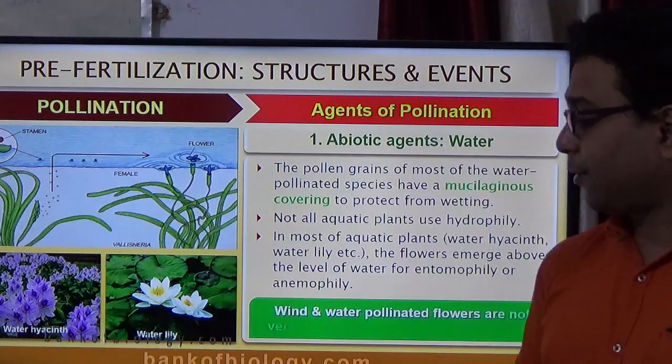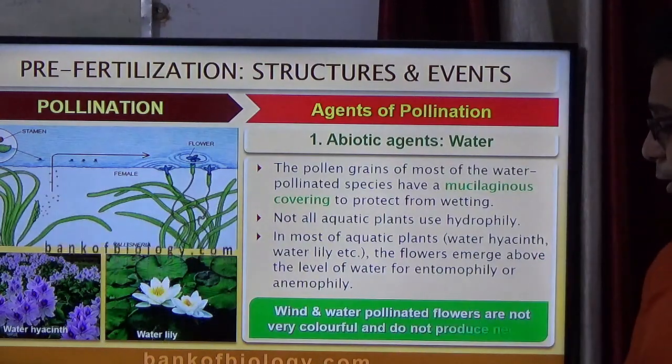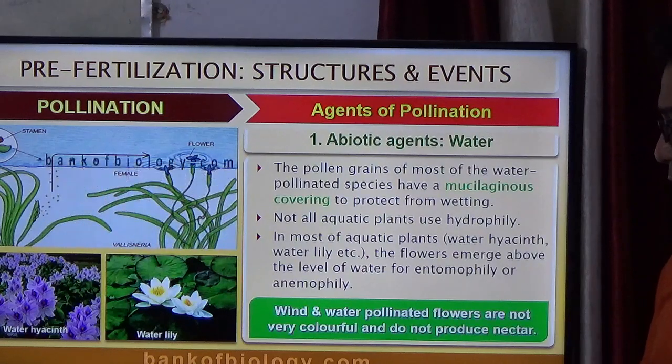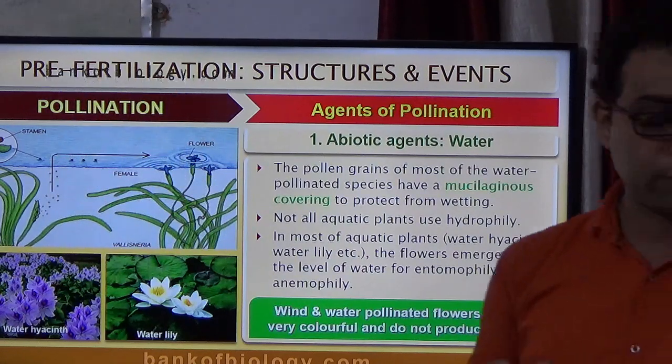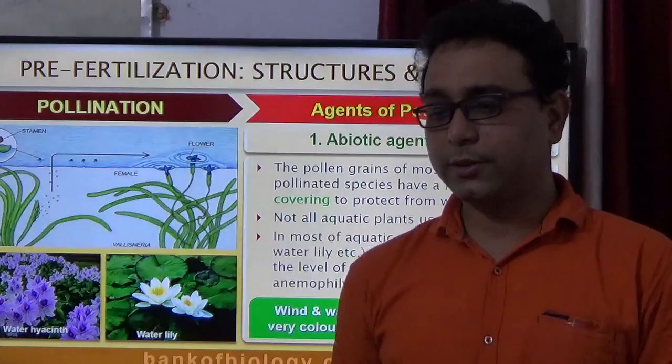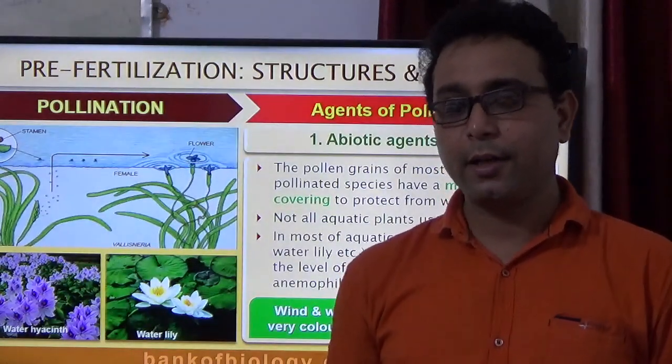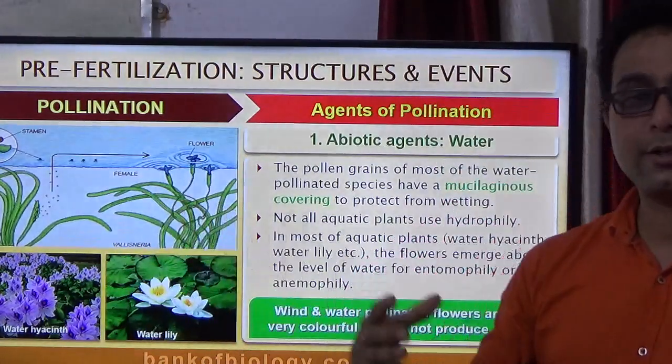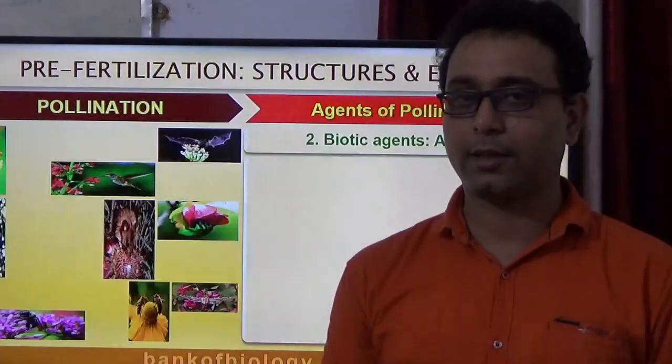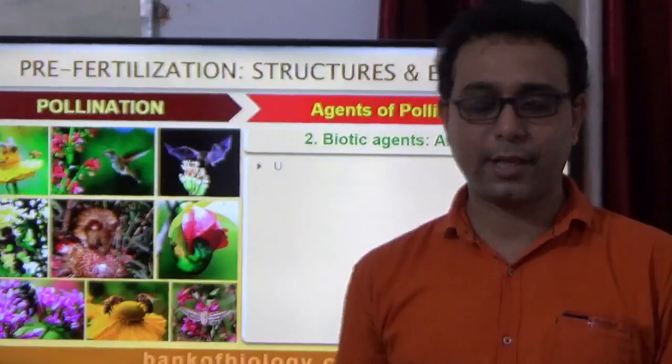So we understand that water-pollinated flowers are not very colorful and also do not produce nectar, because it is not required, right? Because they do not need to attract insects or some other agent, so it is not in their nature.